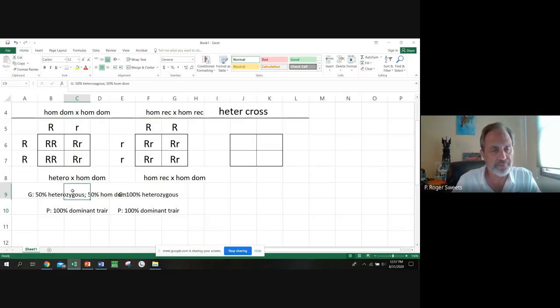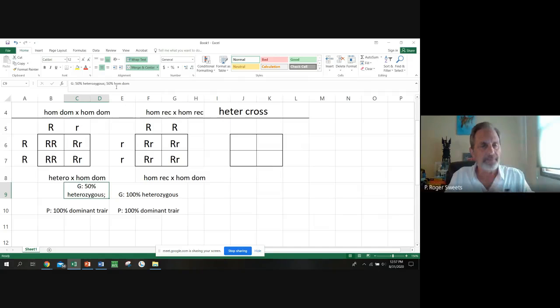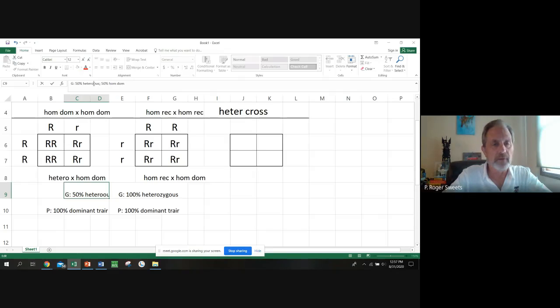Make that smaller. It's no good either. I have an idea. Let's see if I can fix this. So I pay for doing this on the fly. Oh, they can't do that. Okay, we'll make it a little smaller. So hetero, then homozygous dominant.